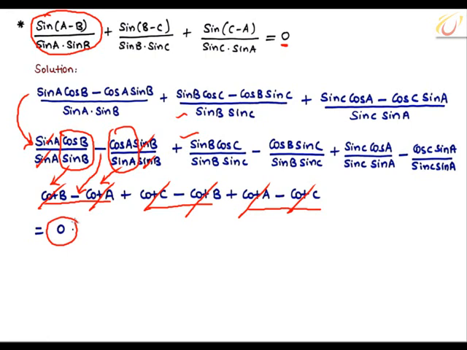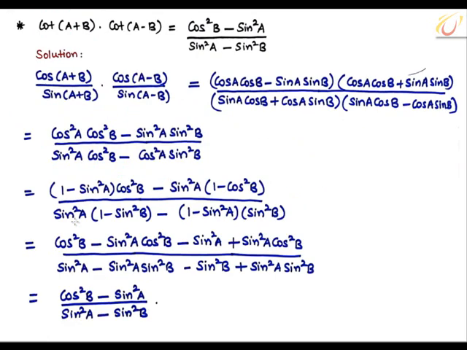Let us move ahead. Mark this sum as an interesting, important sum. So what do we get in this sum? Cot(A plus B) into cot(A minus B) is equal to (cos square B minus sin square A) upon (sin square A minus sin square B).